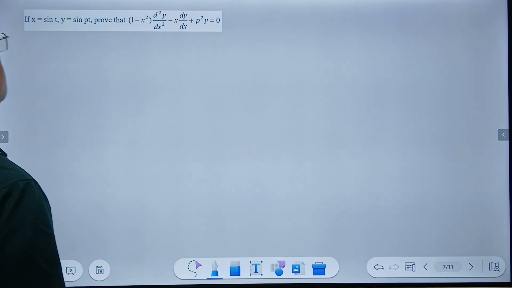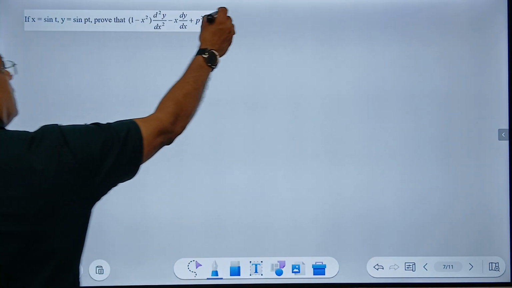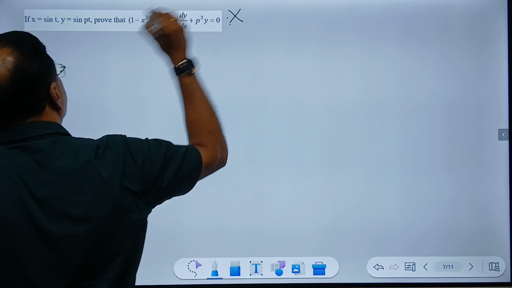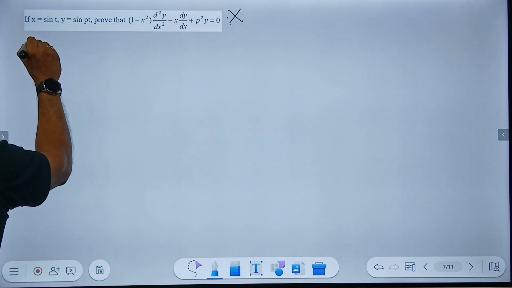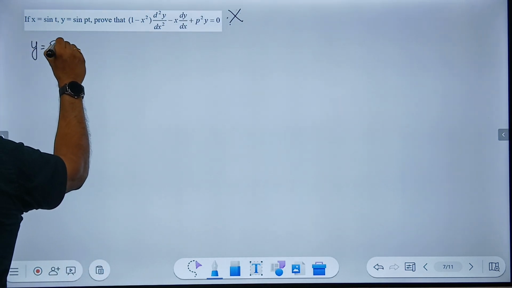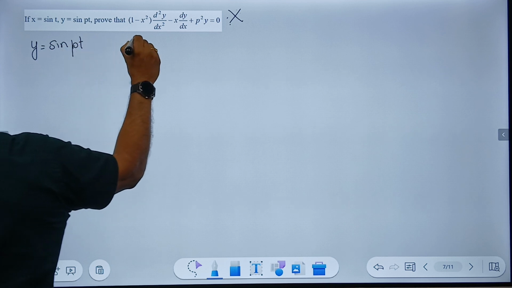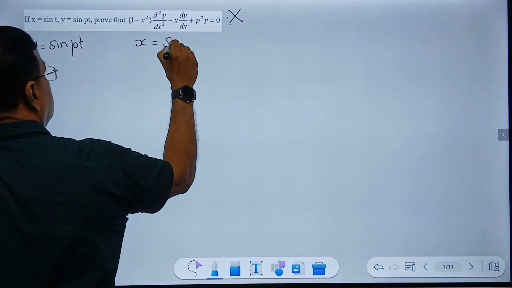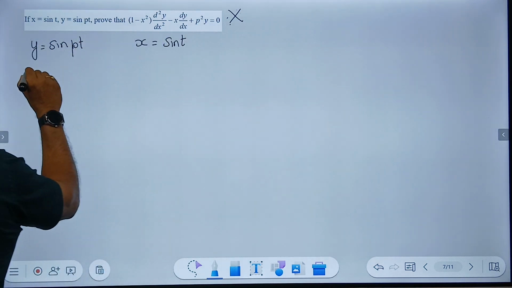Okay, let's go to the next question. This is very, very important. It has come many times in the board exam, so watch this carefully. So y equal to sine pt, and I have x is equal to sine t. Here the parameter is t.